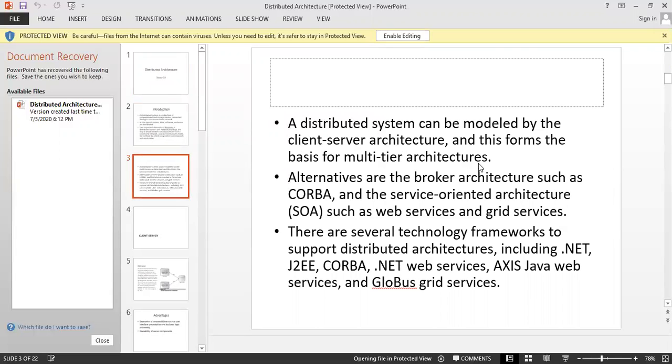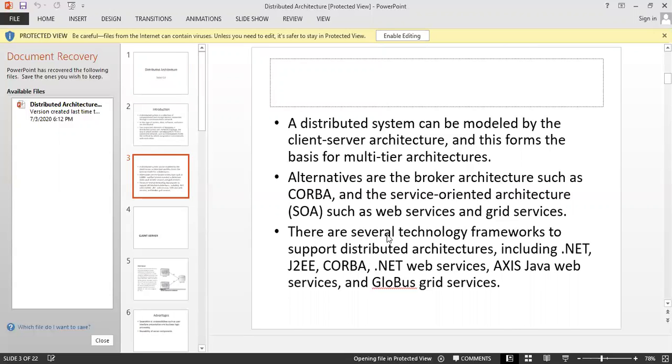So a distributed system can be modeled by the client-server architecture, which is an example of two-tier architecture, and this forms the basis for multi-tier architecture. Here we will study the three-tier architecture. Alternatives are the broker architecture such as CORBA and the service-oriented architecture such as web services and grid services. We will cover CORBA too here in this lecture.